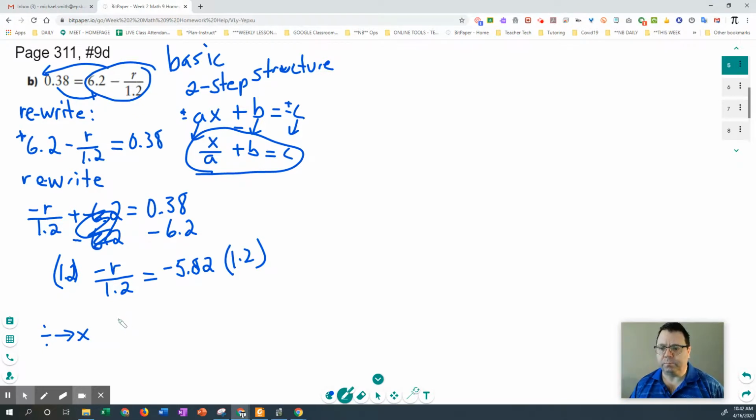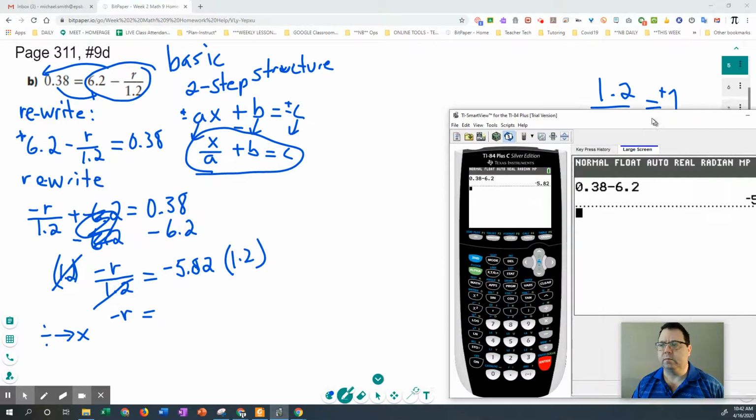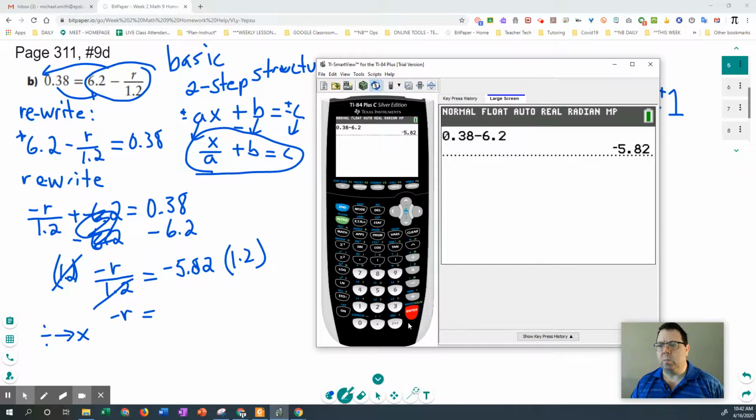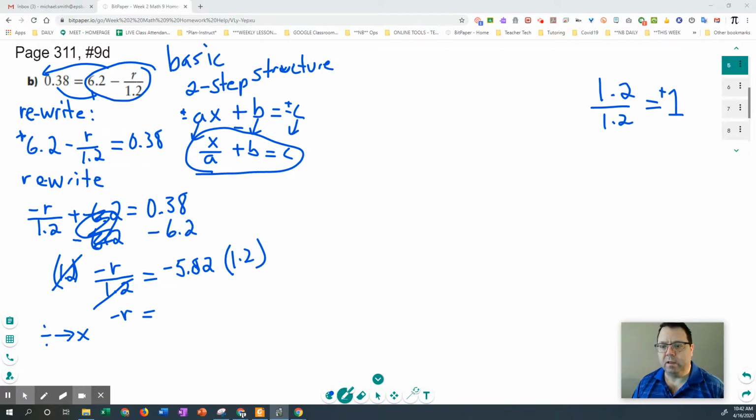So basically we have negative r. This 1.2 is going to cross out this 1.2, right? 1.2 over 1.2 is going to knock this down to a positive 1, which is what we want. So we have negative r is equal to, and now let's drag our calculator back, and we're going to multiply this by 1.2. And that's equal to negative 6.984. Negative 6.984.